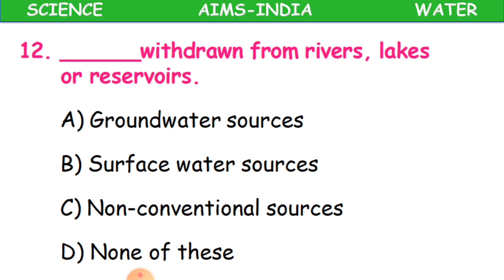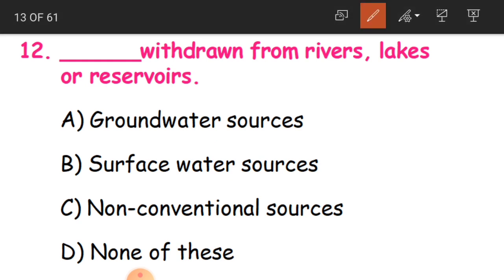Now the 12th question. Dash withdrawn from rivers, lakes or reservoirs. See, like as we said before, so what type of water source is withdrawn from rivers, lakes and reservoirs? It is the surface water sources. Surface water sources. Okay children, clear?